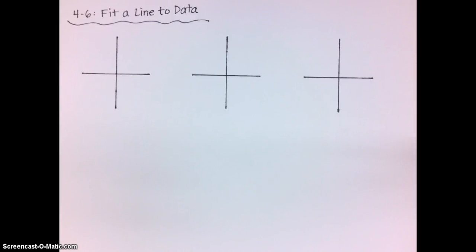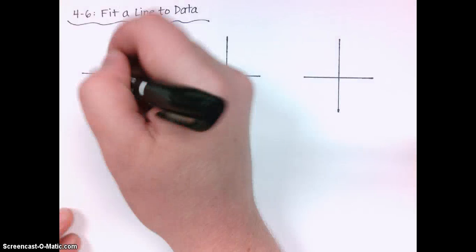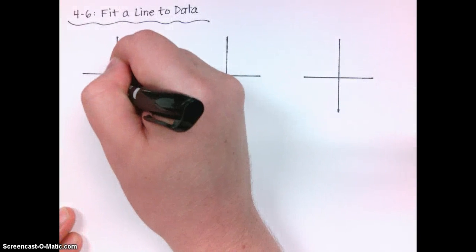Hello class, today we're going to be learning lesson 4-6 in our algebra book. The title of it is Fit a Line to Data. And what this is talking about is that in real life, if we're going to take a sample of data and plot it, probably a majority of the time it's not going to fall on a straight line. You might have scattered data.